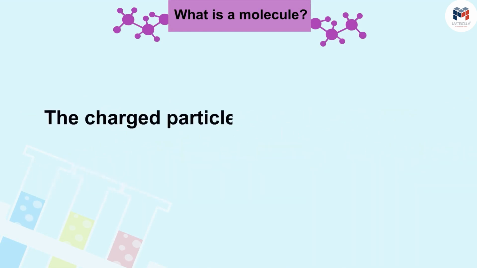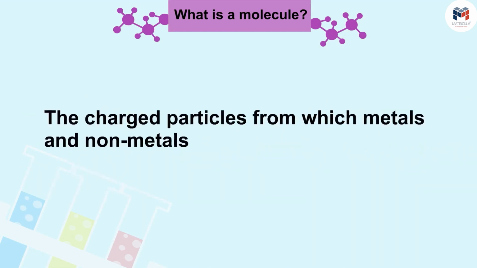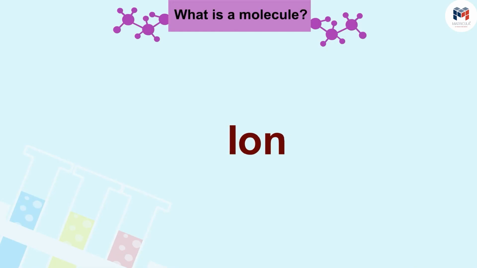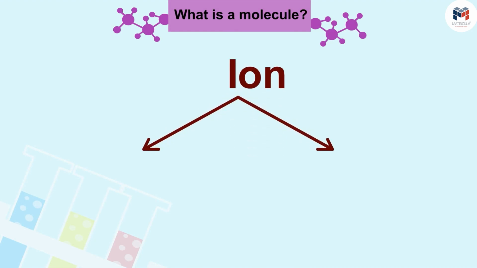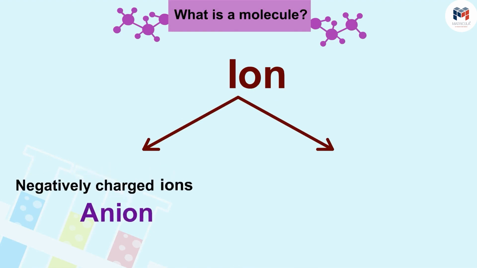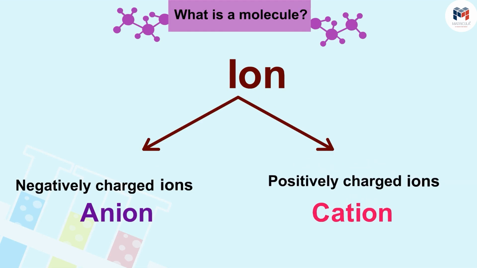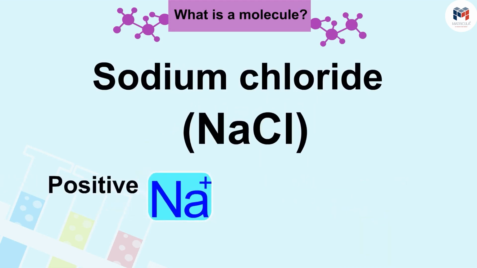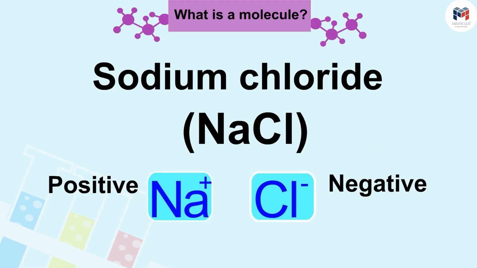The charged particles from which metals and nonmetals are made are called ions. Ions are divided into two types based on the charge on them. The negatively charged ions are called anion, and the positively charged ions are called cation. For example, sodium chloride, NaCl, contains positive sodium ion, Na+, and negative chloride ion, Cl-, as constituent particles.